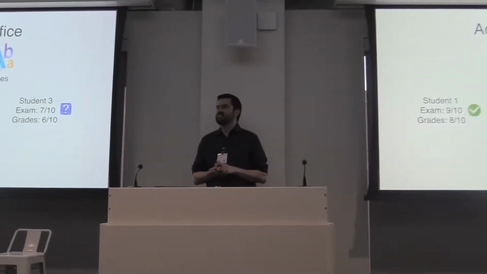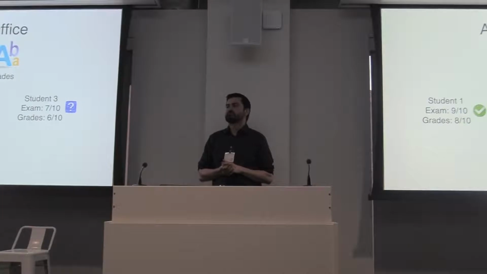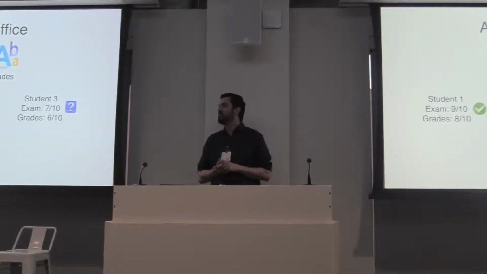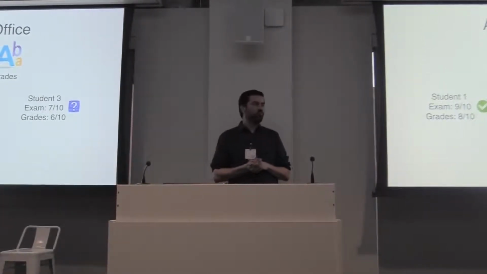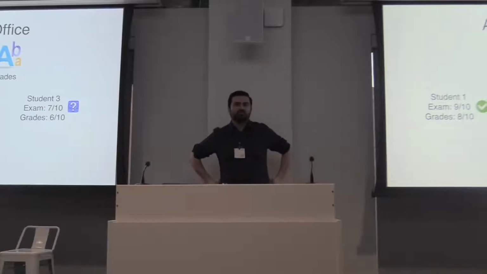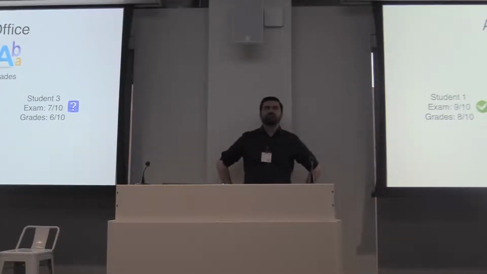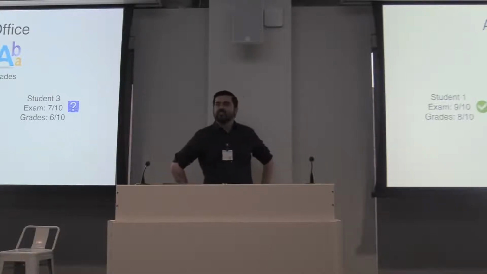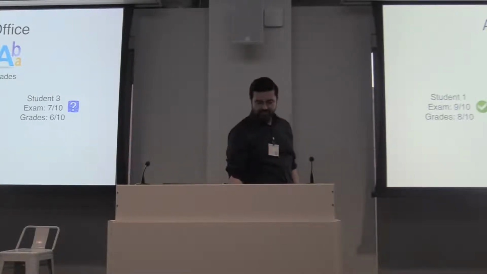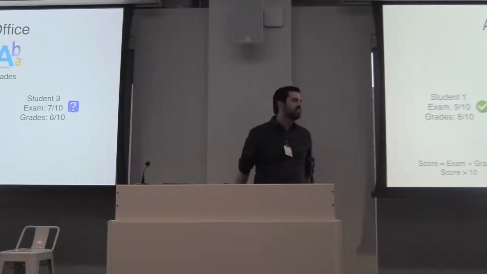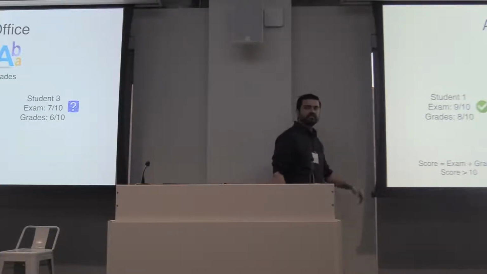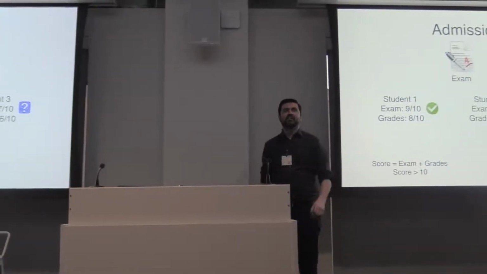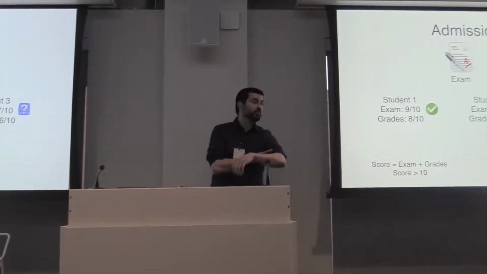What do you think? Should we accept them or not? Maybe, maybe not. What's the model, right? We have to create a model. So what could be a rule that we can use? What do you guys think? If we have two pieces of information, exam and grades. Average. Maybe the average, right? So the average could be, let's say the sum, same thing. If I add them and I get more than 10, if the average is more than 5, then I accept them. That could be one, right?